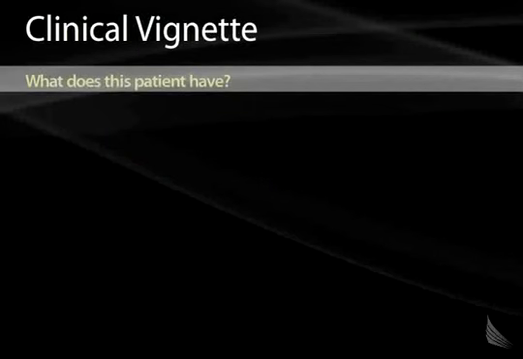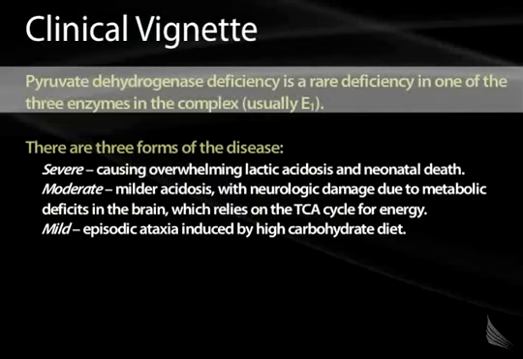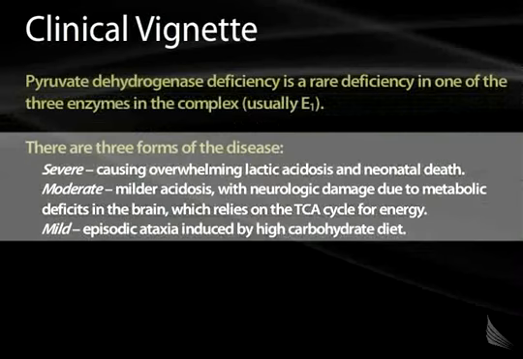So what is the disease that this patient has? Well, this is pyruvate dehydrogenase deficiency. Pyruvate dehydrogenase deficiency is a rare deficiency in one of the 3 enzymes of pyruvate dehydrogenase, typically the E1 subform. There are 3 forms of this disease. There's a severe form which causes overwhelming lactic acidosis and usually death in the neonatal period.